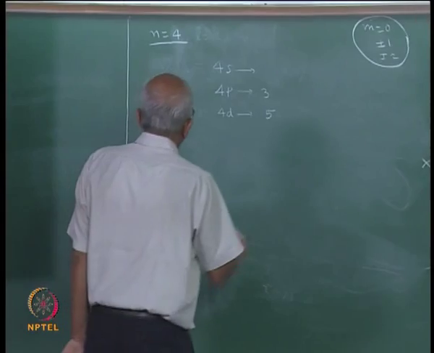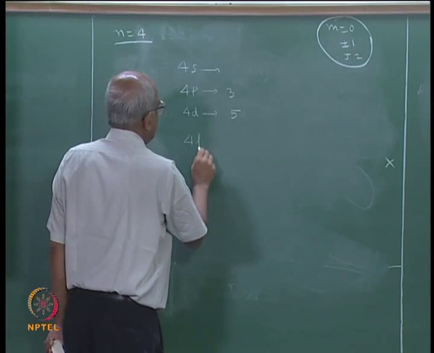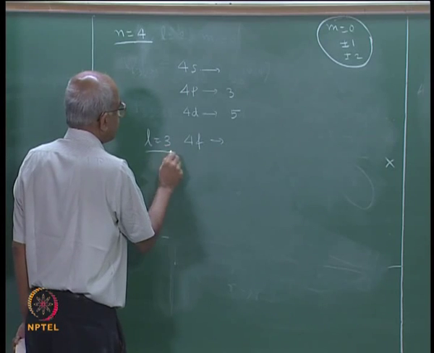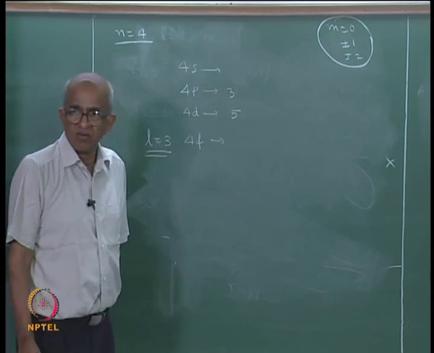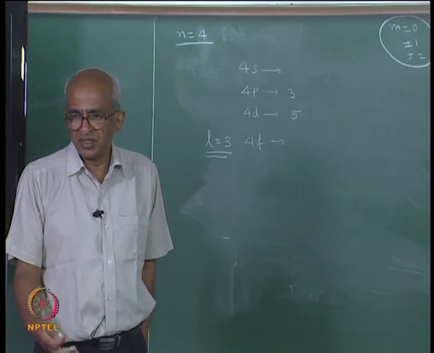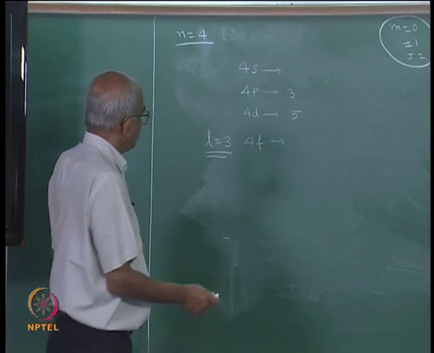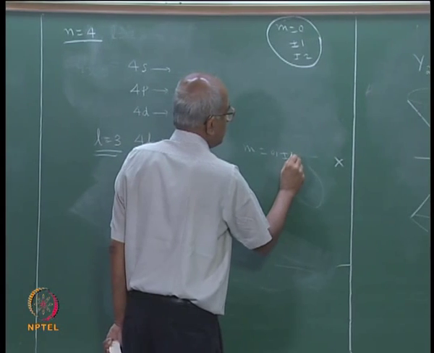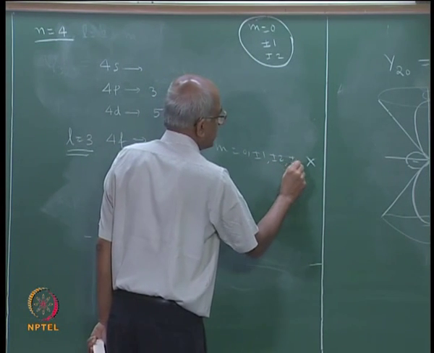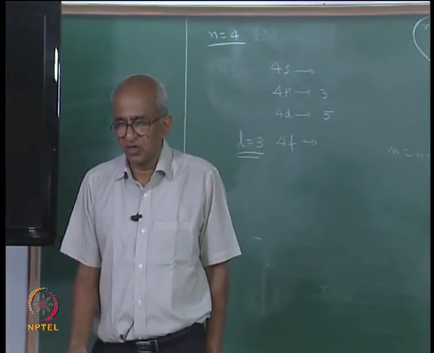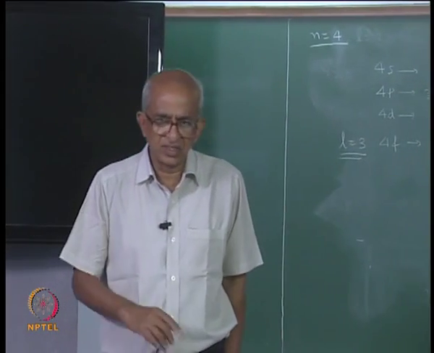But then when you have 4f, this actually corresponds to L equal to 3. When L is equal to 3, you have the 4f orbitals. How many of them are there? There are actually 7 of them. Why? Because m can take on the values 0, plus or minus 1, plus or minus 2, and plus or minus 3. So, there are 7 atomic orbitals, all of them having precisely the same energy.